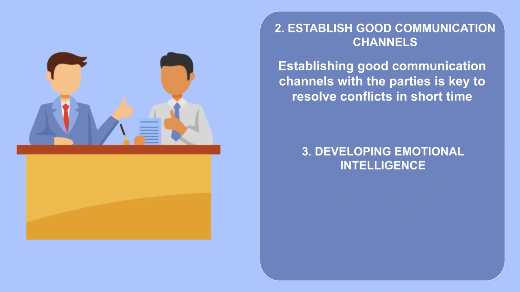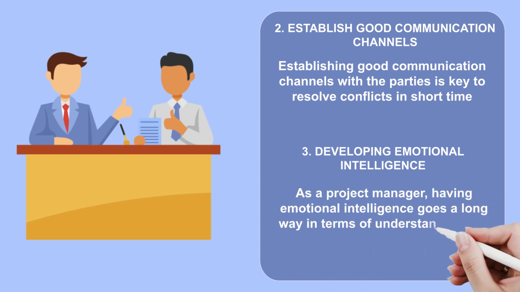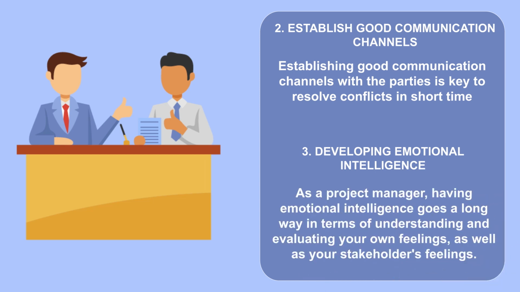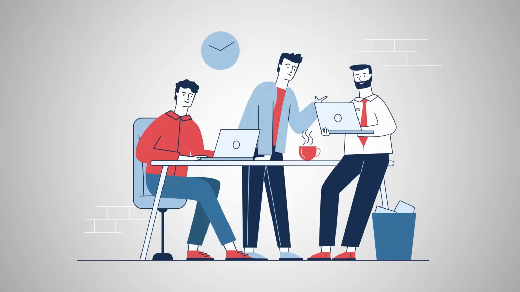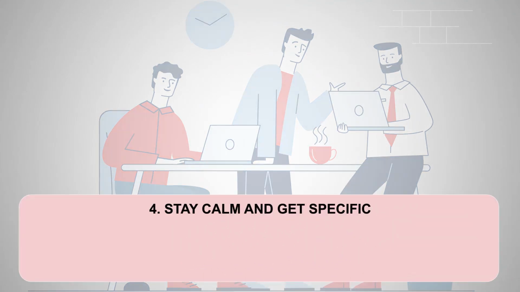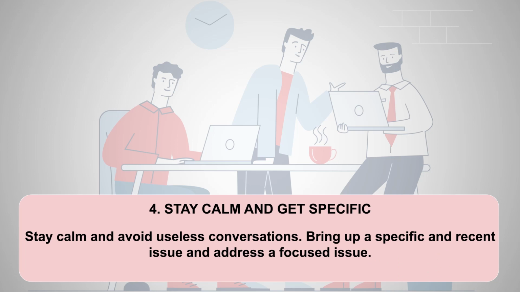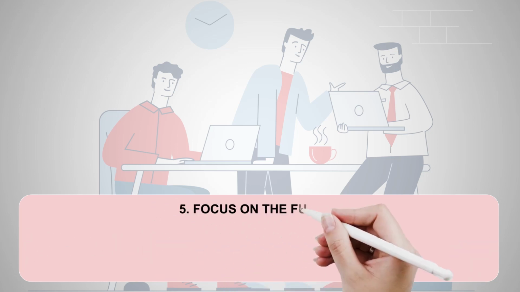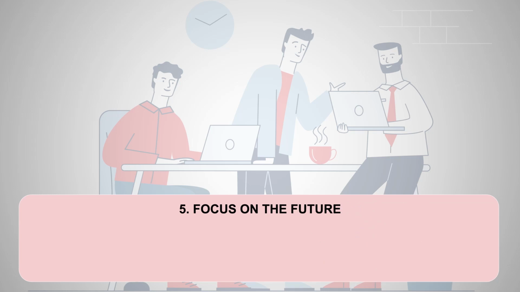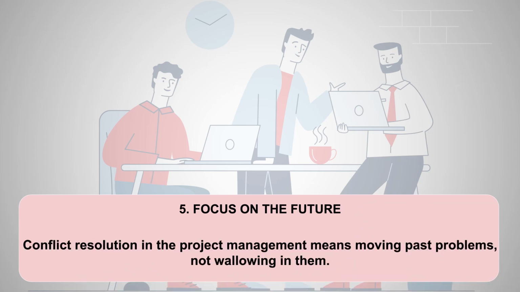3. Developing emotional intelligence. As a project manager, having emotional intelligence goes a long way in terms of understanding and evaluating your own feelings, as well as your stakeholders' feelings. 4. Stay calm and get specific. Stay calm and avoid useless conversations. Bring up a specific and recent issue and address a focused issue. 5. Focus on the future. Conflict resolution in project management means moving past problems, not wallowing in them.